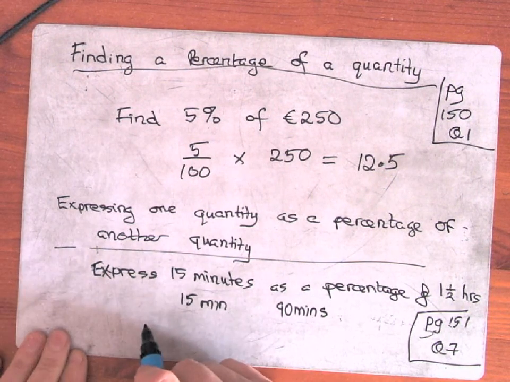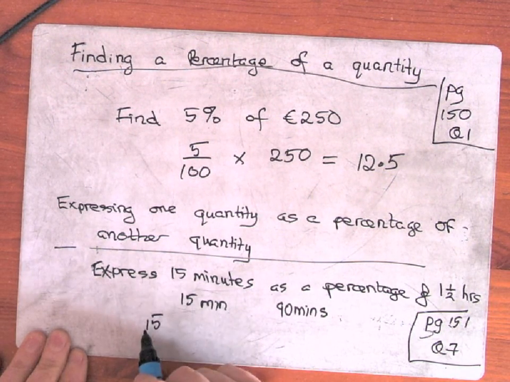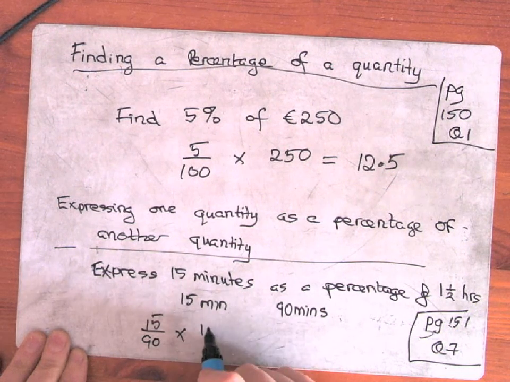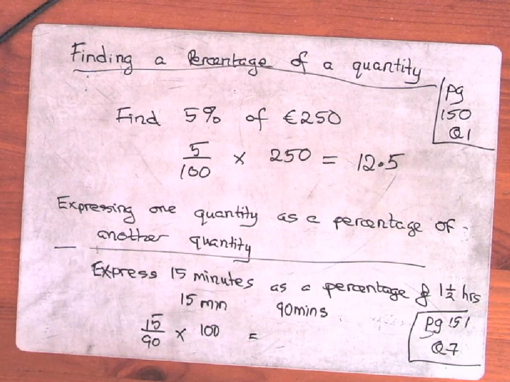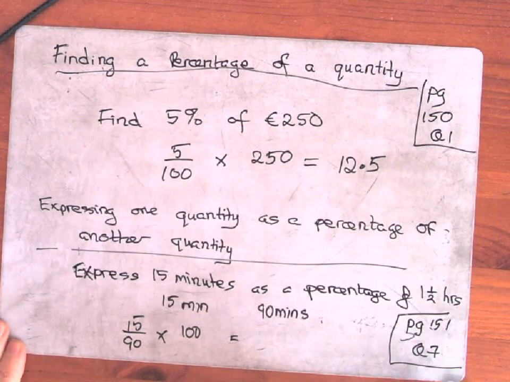So you put 15 over 90 and you turn it into a percent, you multiply by 100. And that would be, do it on the calculator. Page 151, question 7 are all like that. Go practice.